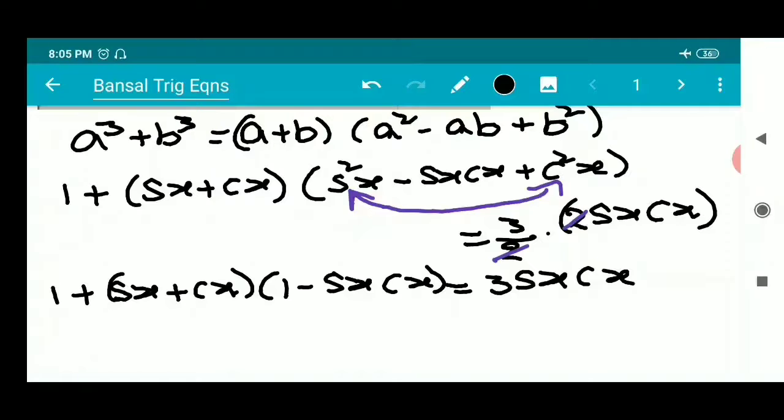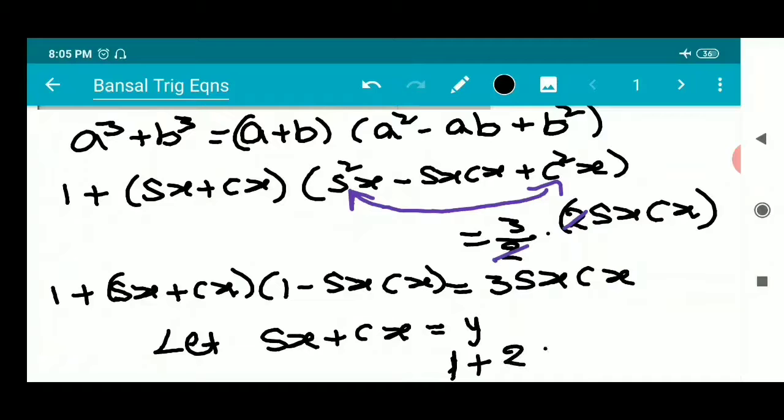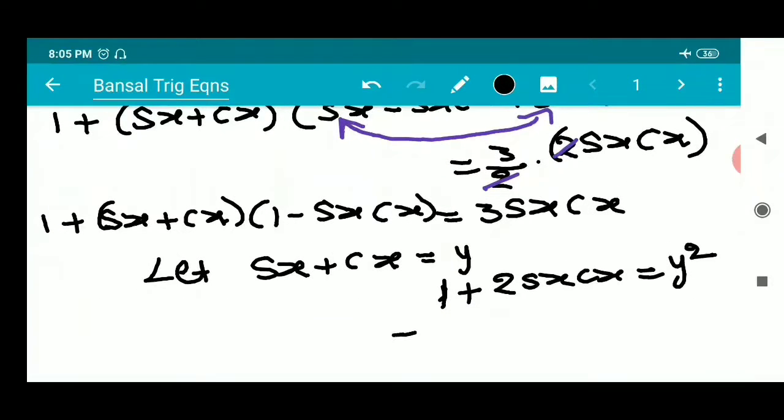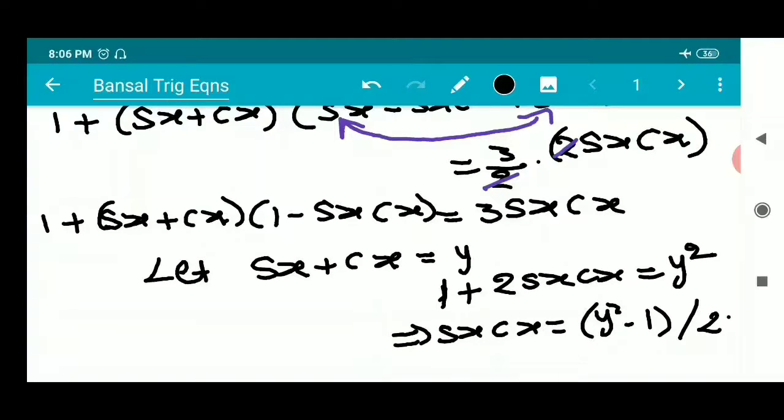Okay, this type of problems, whenever the addition of sin cos and the product is given, we have to assume sin x plus cos x is equal to some variable. Okay, let's say y. Now squaring on both sides, that is 1 plus a square plus b square, it is 1, plus 2 sin x cos x, so that is y square. So what is sin x cos x? Because in the above equation we have to put sin x cos x only, that is (y square minus 1) by 2. So substitute these values in the above equation.